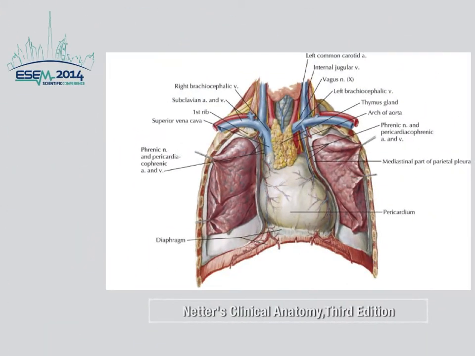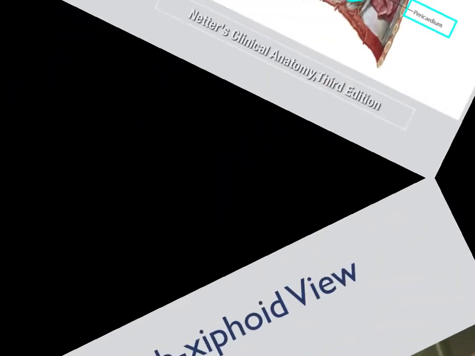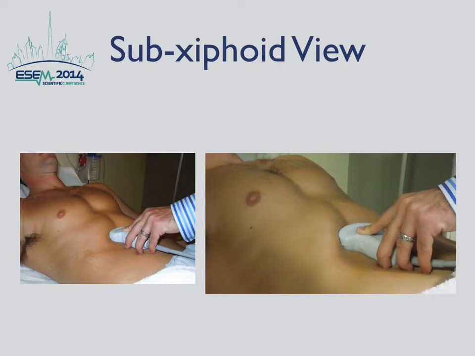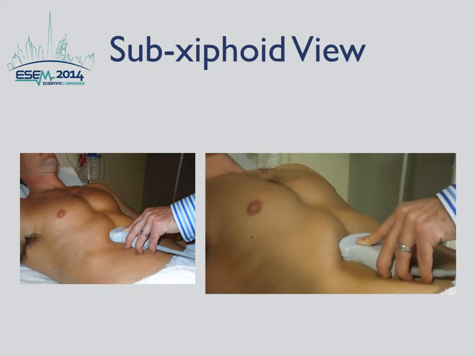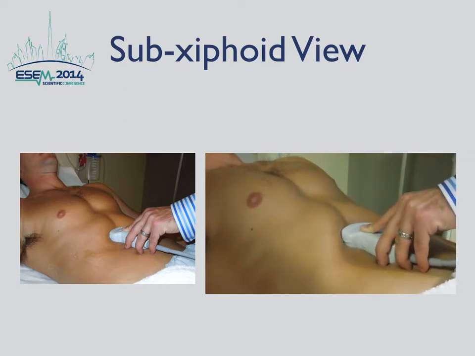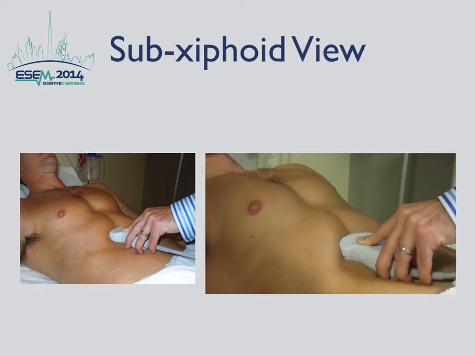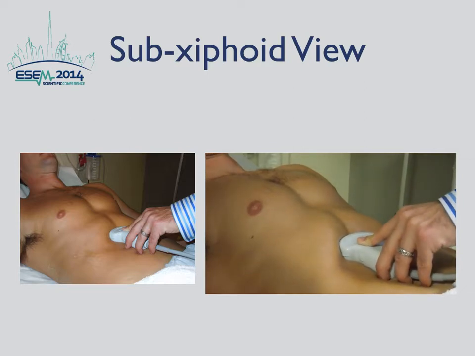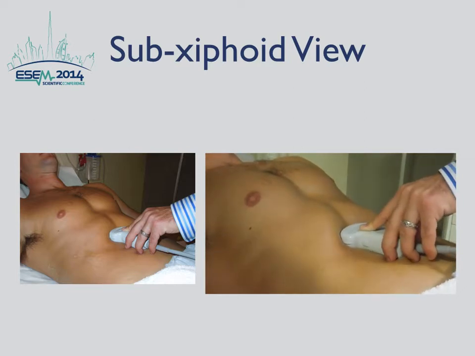A quick review of the anatomy. So to evaluate for pericardial effusion, you want to evaluate the pericardium where the fluid collection is going to surround the myocardium. For the sub-xiphoid view, position the probe almost flat on the abdomen with the marker to the patient's right and angle the probe to the patient's left shoulder. If the patient can bend his or her knees, sometimes this can help relax the abdominal wall muscles.